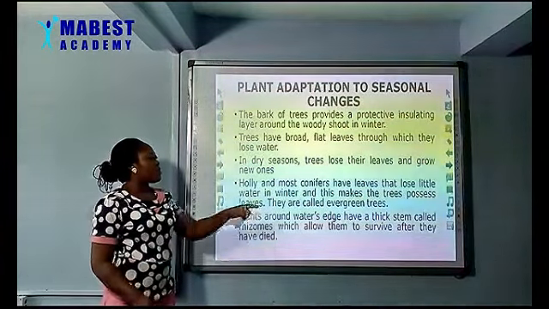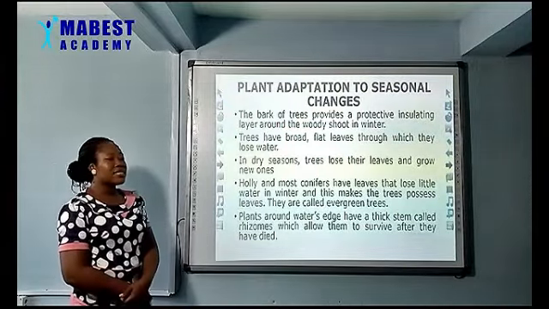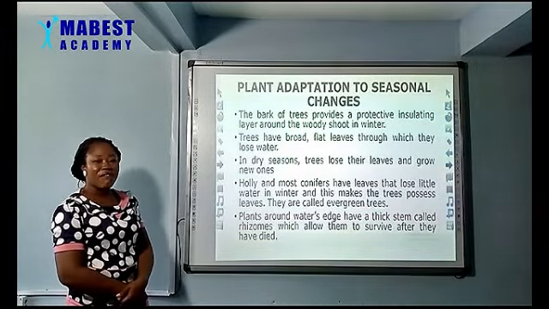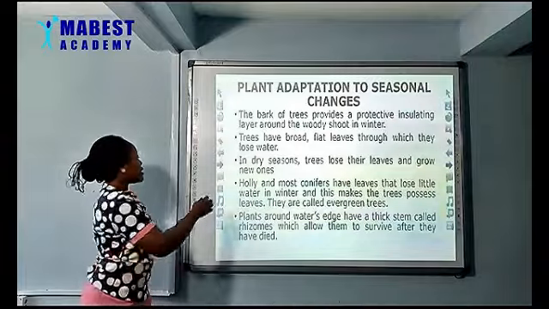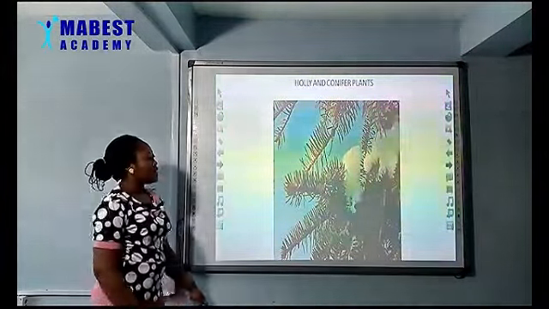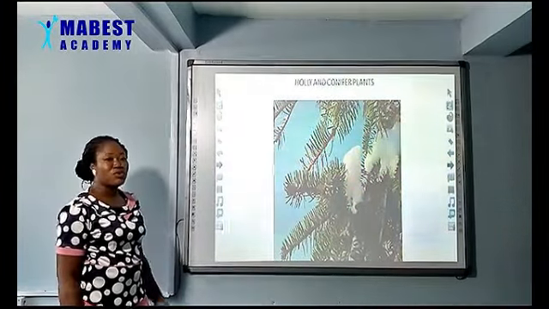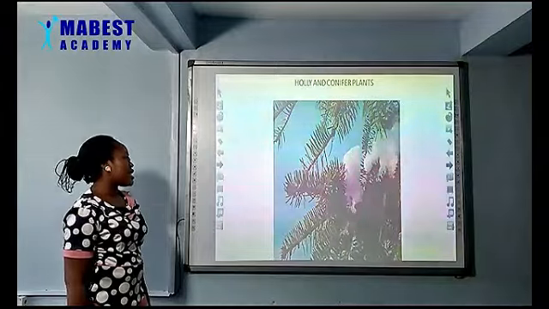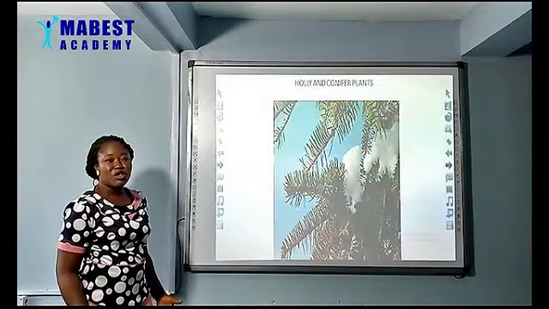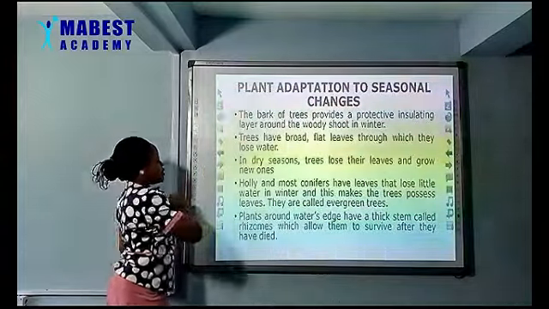Most conifers have leaves that also lose water. These plants are referred to as evergreen plants. Let's look at the diagram here. This is holly and conifers. They are referred to as evergreen. They have leaves which help them to lose water to the environment, and as a result of this, they can adapt to changes that are going on in their environment.